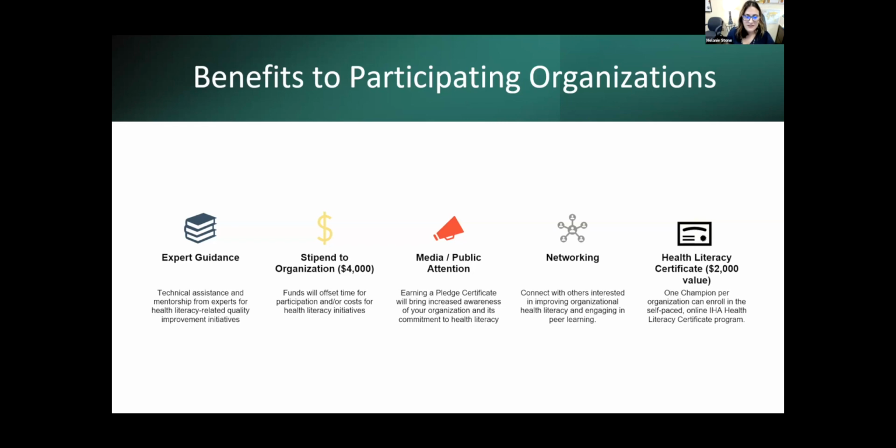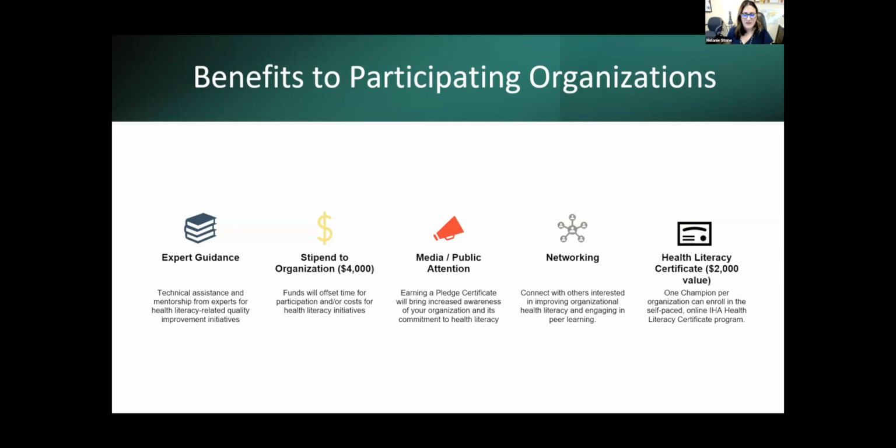So I mentioned the media attention. Earning that pledge certificate is bringing increased awareness of their organization and its commitment to health literacy. Networking ended up being really important, more than we realized. So we heard over and over from the organizations that they loved being there with their peer organizations. They loved interacting with them, sharing resources. Even whether it was related to the project or not, they started that exchange. So I'm looking for ways now to keep that networking going even after our collaborative has ended.